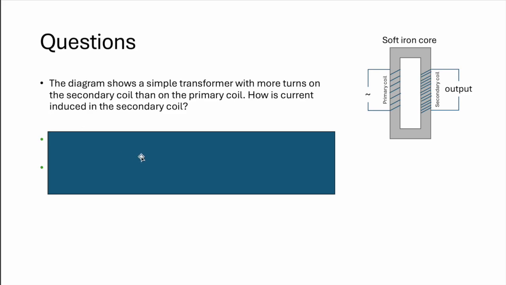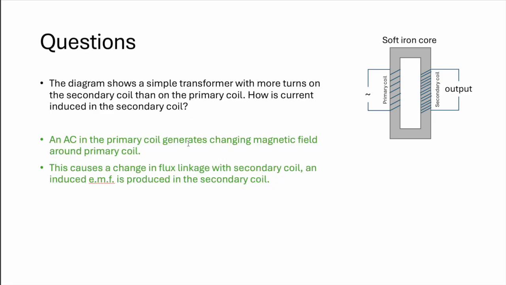This is a simple transformer, more turns on secondary coil than primary coil. Which statement is correct? The answer will be this one. Alternating current in the primary coil gives rise to the voltage of the secondary coil.